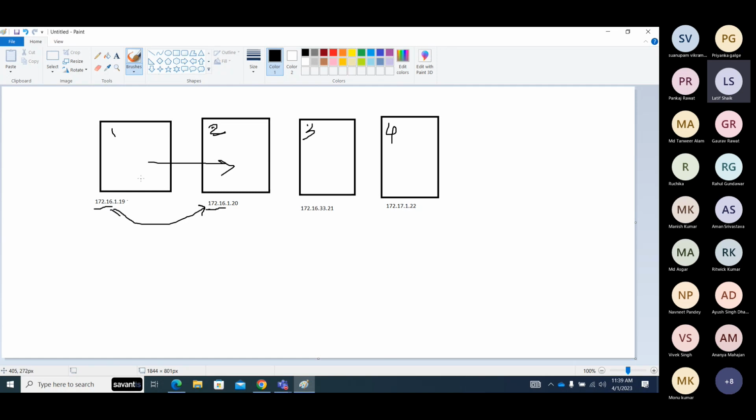Guys, can I communicate from 1 to 3, or 2 to 3? See, the network portion is also the same, 172.16, so we can communicate with 3. Look at the host portion. Both host portions are different, 33.21. But because it's a host portion, it's an individual identity, not a network identity. So 1, 2, 3 communicate with each other.